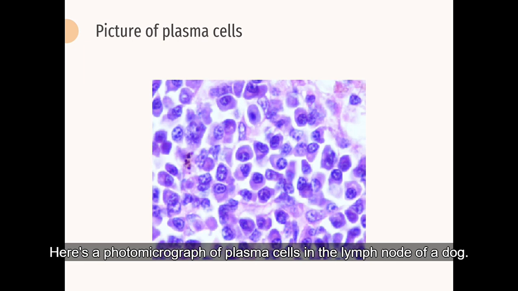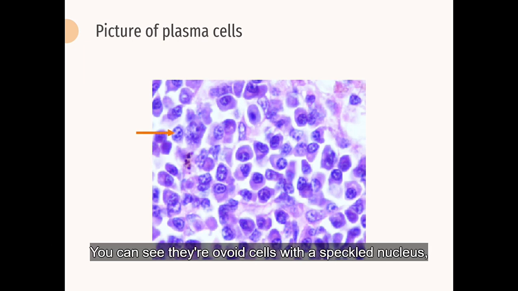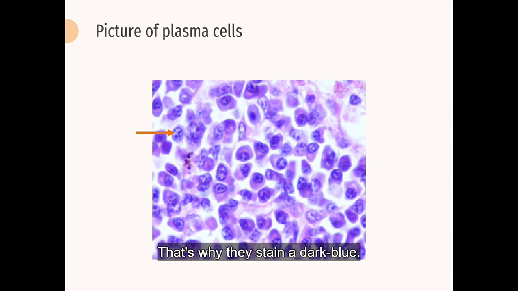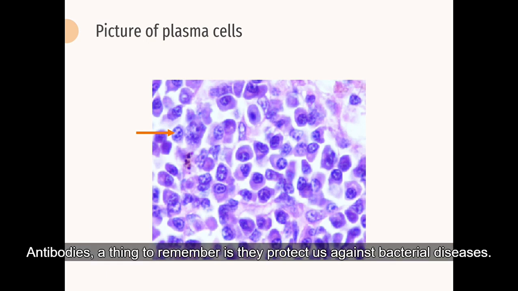Here's a photomicrograph of plasma cells in the lymph node of a dog. You can see they're ovoid cells with a speckled nucleus, and they're generating huge amounts of antibody. That's why they stain dark blue. So antibodies, the thing to remember, is they protect us against bacterial diseases.